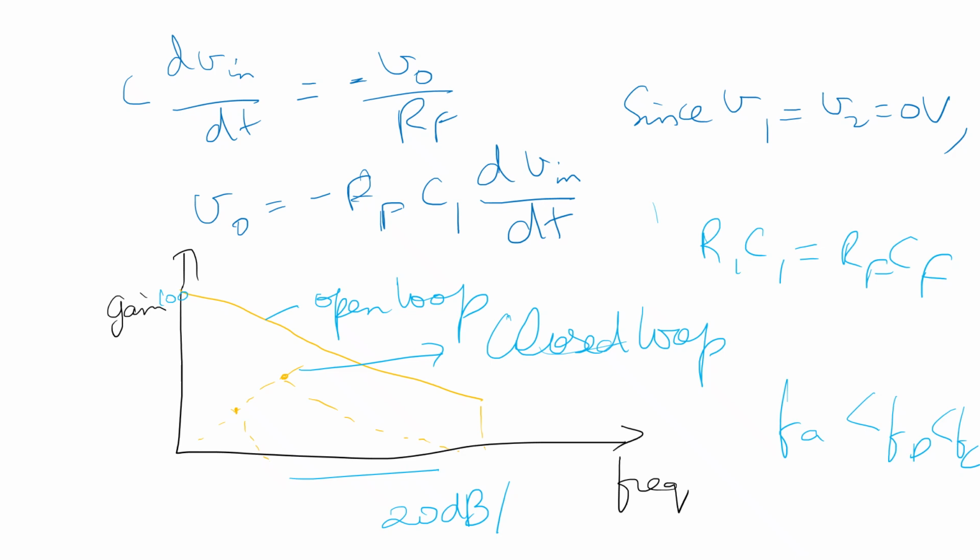Hence, the frequency, as discussed in the previous slide, F is equal to 1 by 2 pi RF into C1. Yes, this is all about the differentiator circuit using op amp.